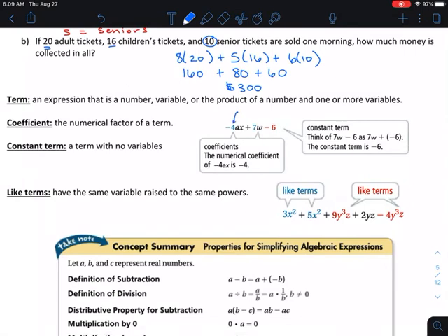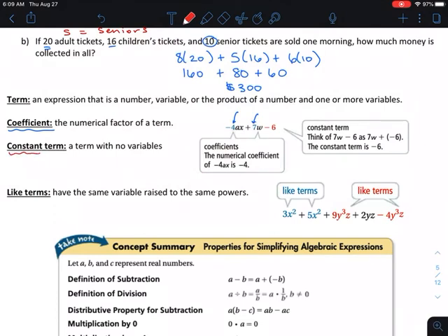So in that case, that coefficient is a -4, the coefficient of 7, right? Those would be the coefficients. Now terms would be each of those things, right? That -4ax is a term. The 7w is a term. The -6 is a term. And then the last one talks about the constant term.